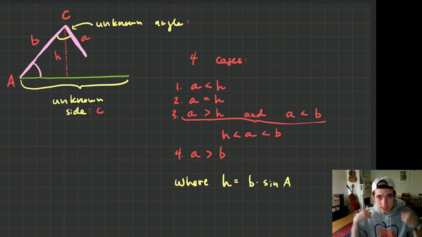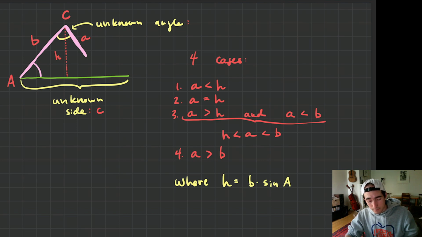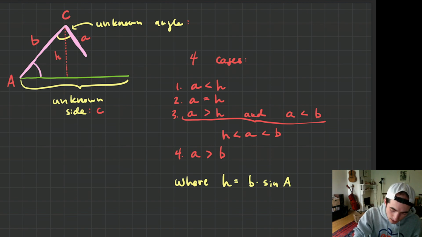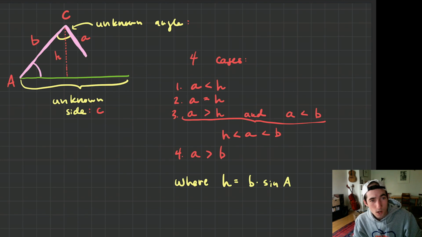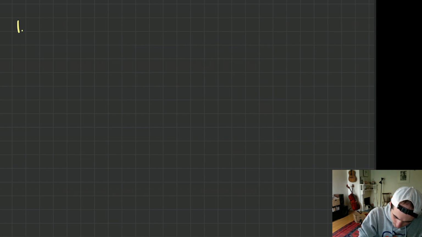So really what I'm saying is, if I gave you only a little bit of information about the triangle, I told you one angle and two sides, but the angle is not between those two sides, well, what can happen? Well, let's talk about the first case, when A is less than H.